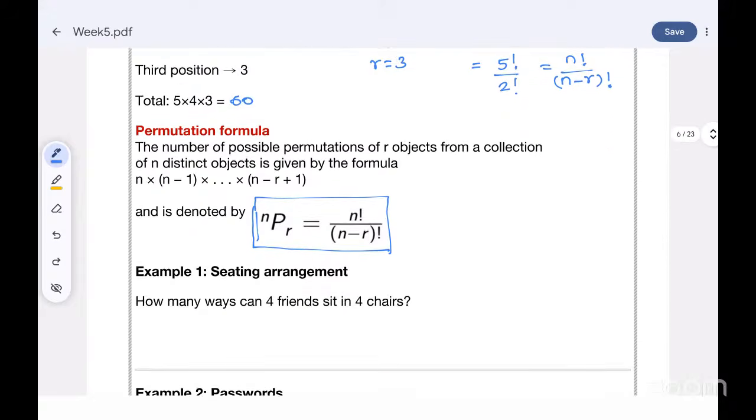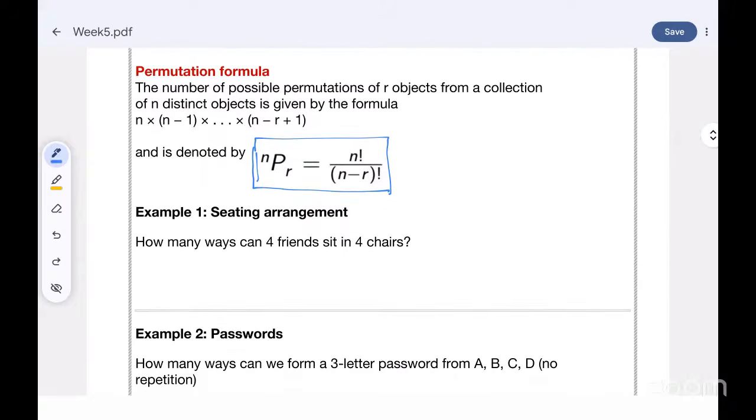Now let's see some more examples. How many ways can 4 friends sit in 4 chairs? 4 factorial. Yes, what you are saying, the answer is correct.